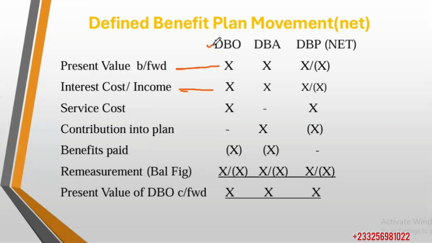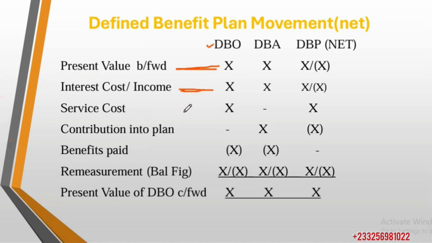What we are doing is the defined benefit obligation. So when you apply the interest rate on the opening balance, you get interest cost. Okay, you get interest cost. We are looking at only the obligation. So when you multiply the interest rate on the opening liability, you get what? Interest cost.